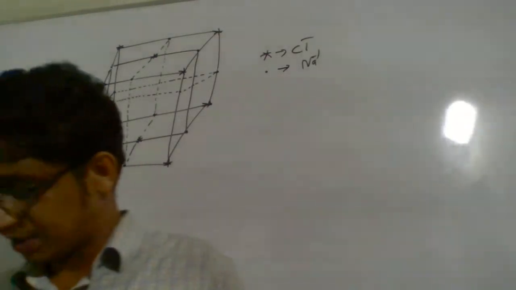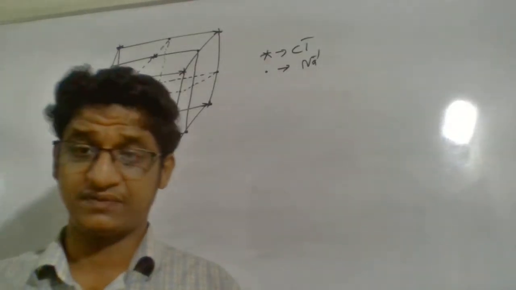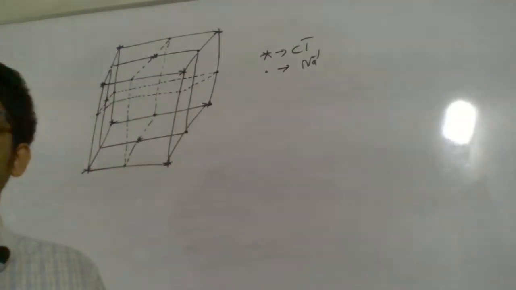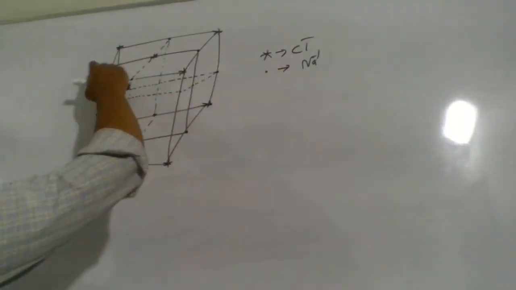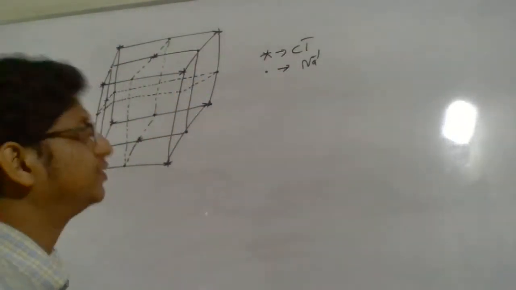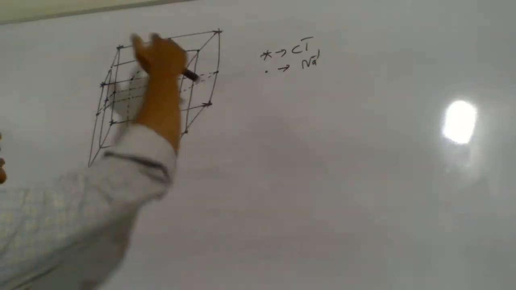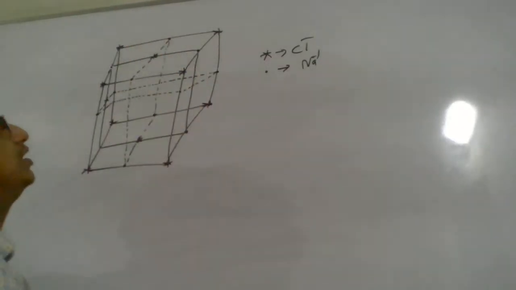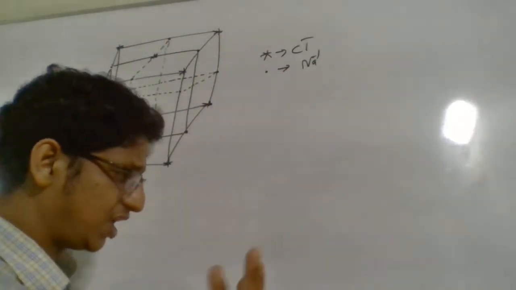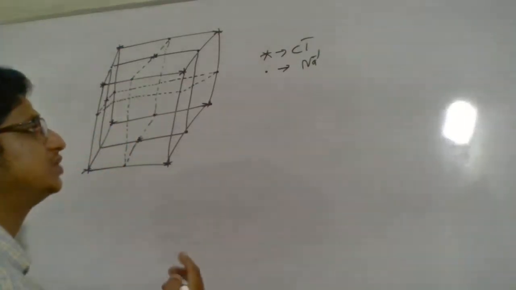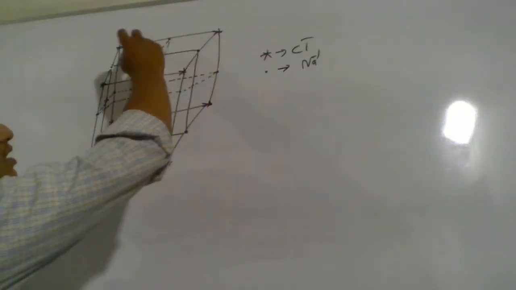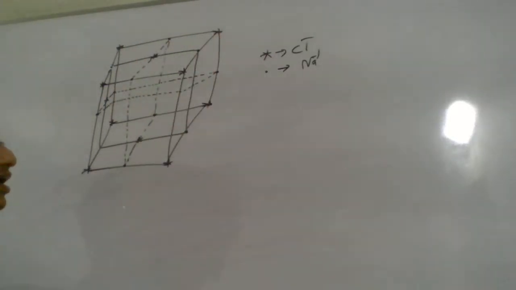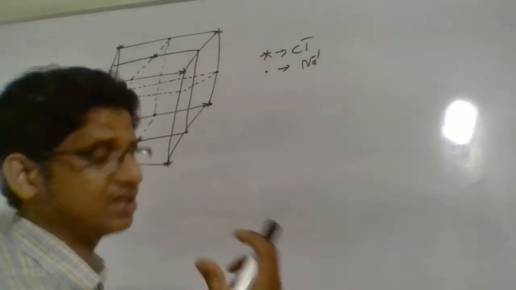We can call this an FCC lattice, face centered cubic lattice, where the chloride ion is occupying the corners and the face centers, giving the face centered cubic lattice. That means nearly how many particles are there? 8 particles at the 8 corners and 6 particles at the face centers.